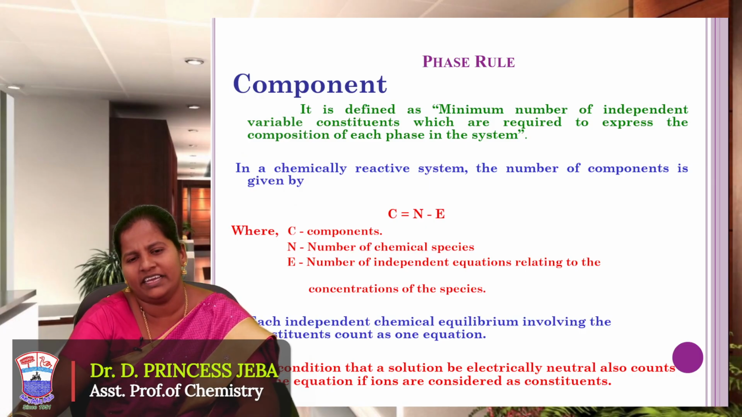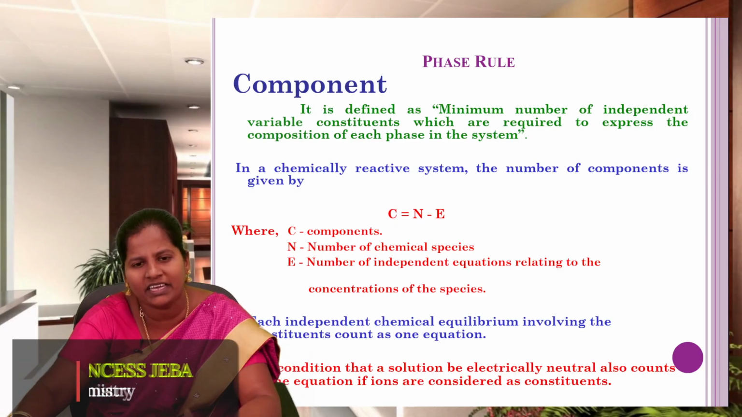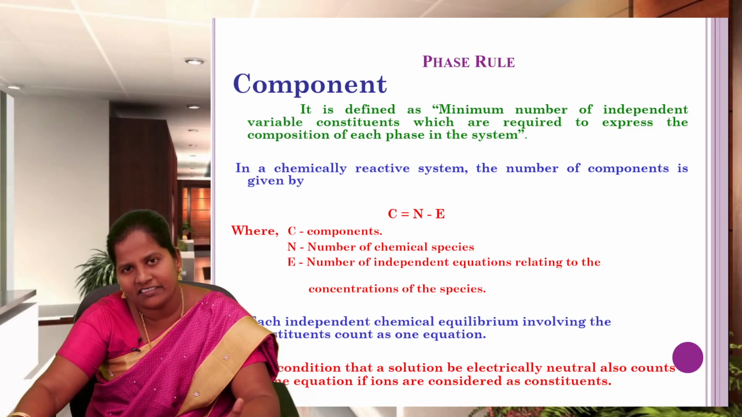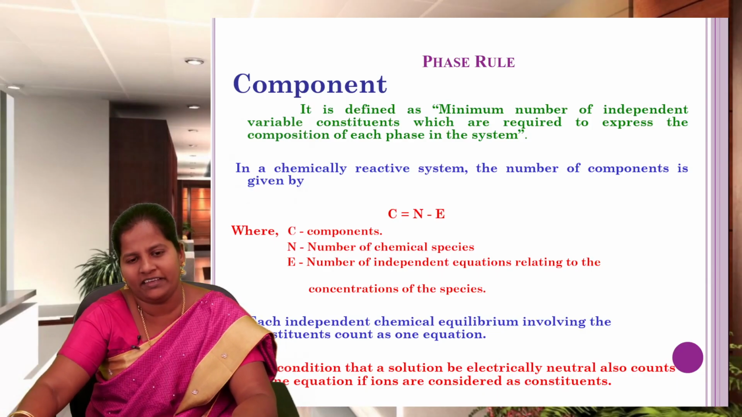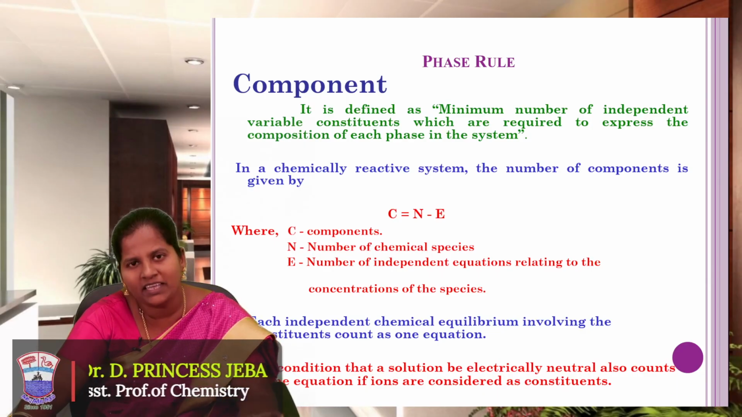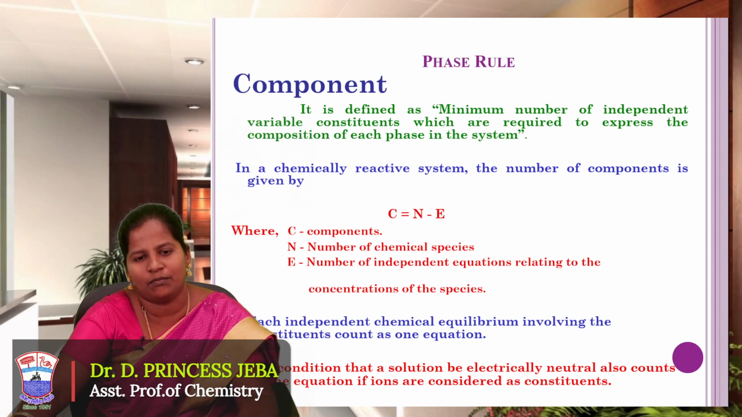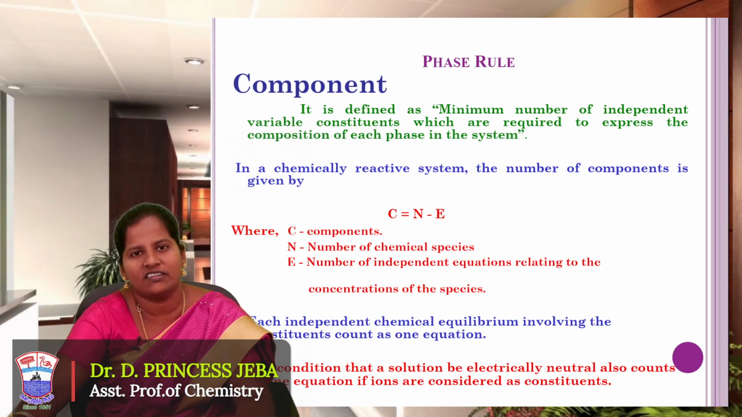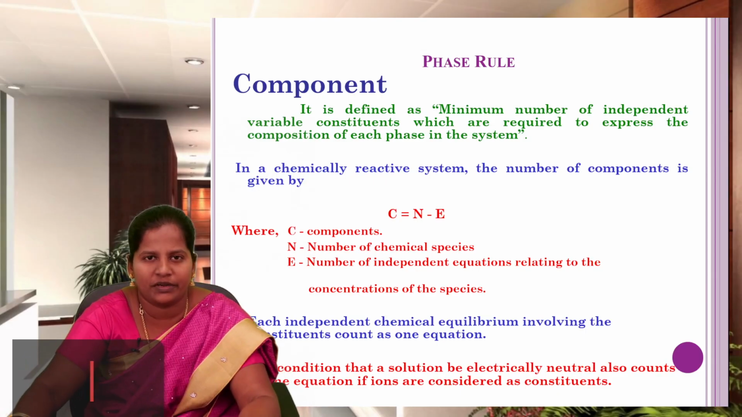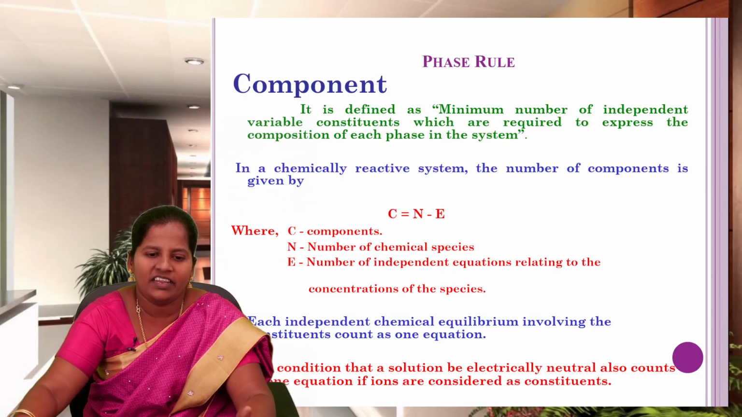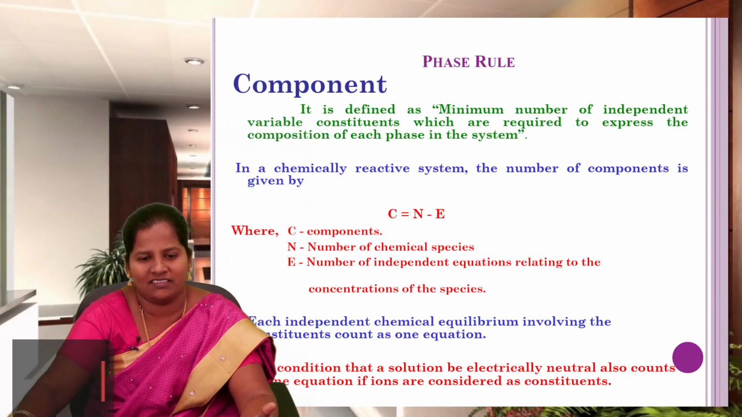In a chemically reactive system, for example in a chemical reaction, there are various reactants which will give some amount of products. In explaining a particular chemical reaction, the number of components may vary, and the formula is C = N - E. C is the number of components, N is the number of chemical species, and E is the number of independent equations relating the concentrations of the species. Each independent equilibrium involving the constituents counts as one equation. So from various examples we are able to specify this equation.